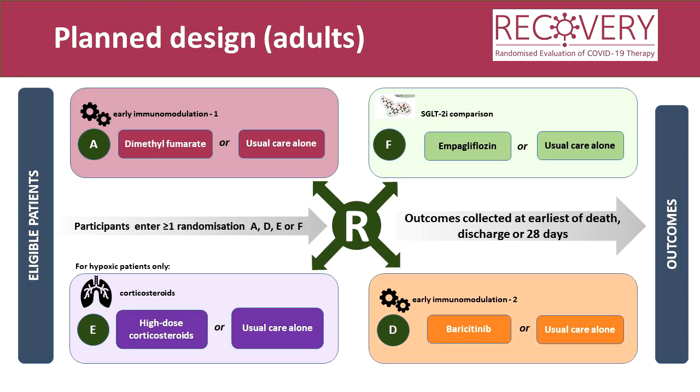This is the current design of the trial, which you will be familiar with, where eligible patients, that is to say patients with proven or suspected COVID-19 who have been admitted to hospital, are randomized into arms which are both available at your hospital and suitable for the participant. Not all arms are available at all hospitals or in all countries. Participants are then followed to collect outcomes at the earliest of death, discharge from hospital, or 28 days after randomization.